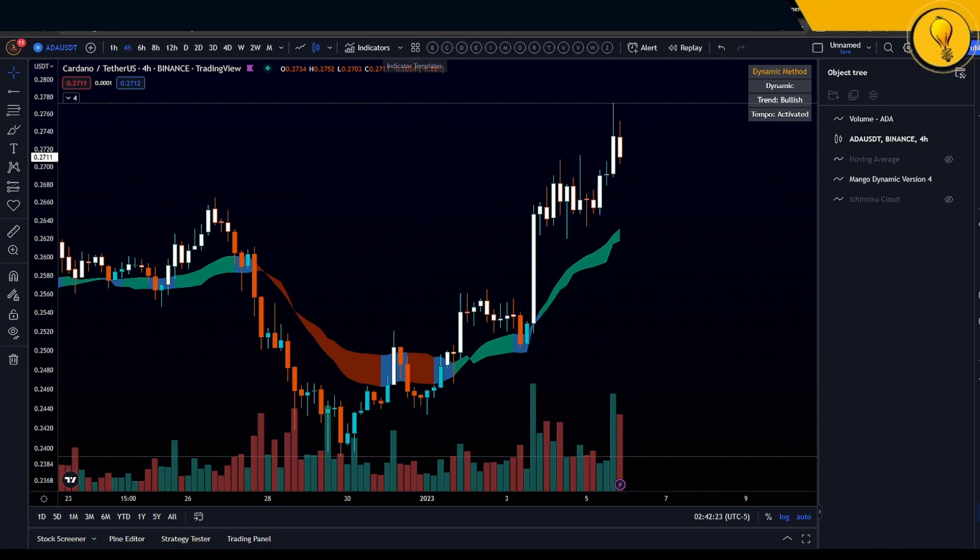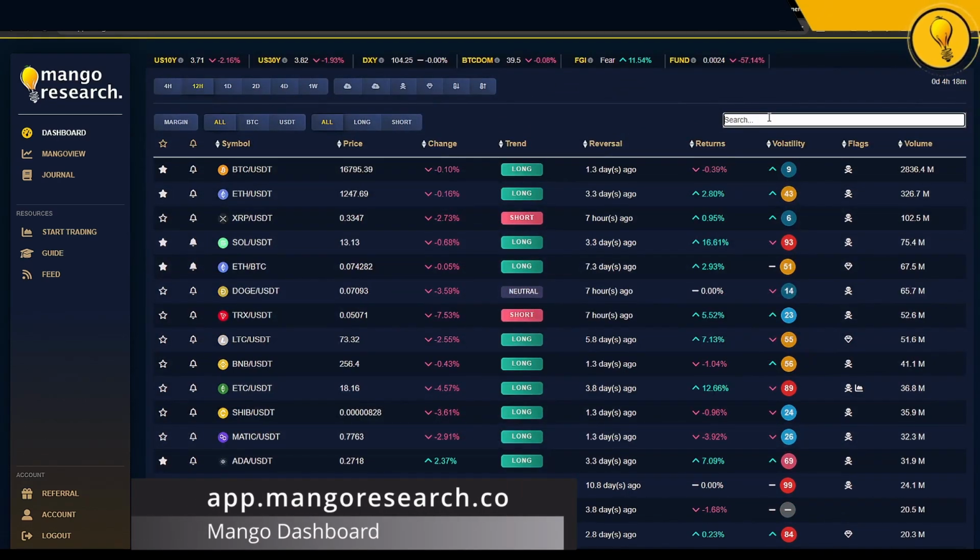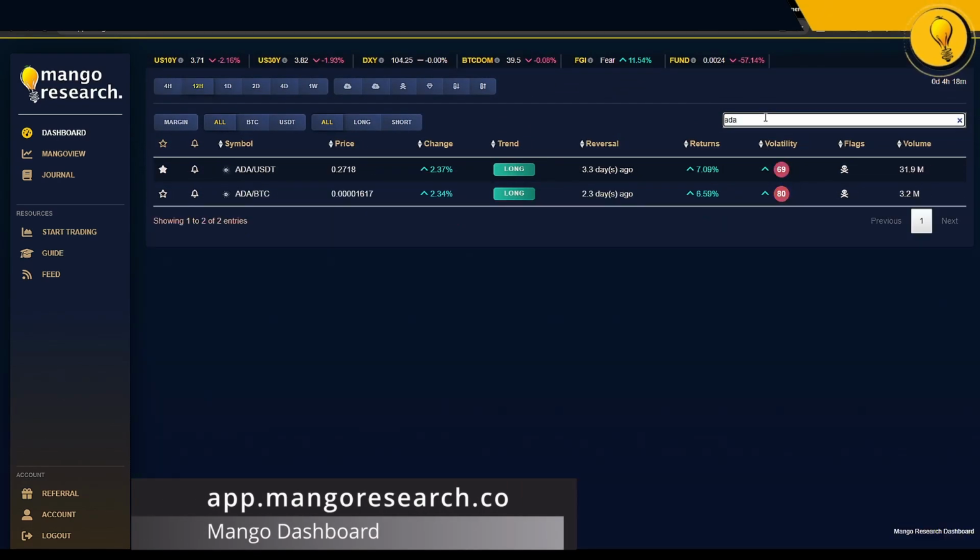Cool beans. So with that, let's first start off with the Mango dashboard to see if the dashboard is giving us anything on Cardano. By the way, guys, the dashboard can be found on app.mangoresearch.co. There's a free version that you guys can play around with.